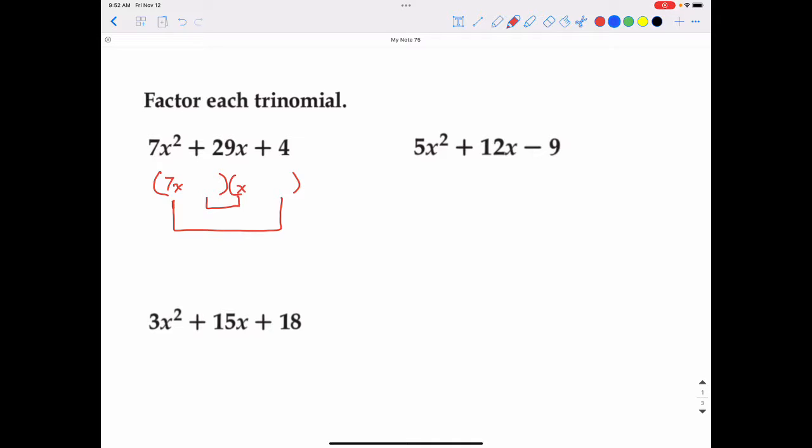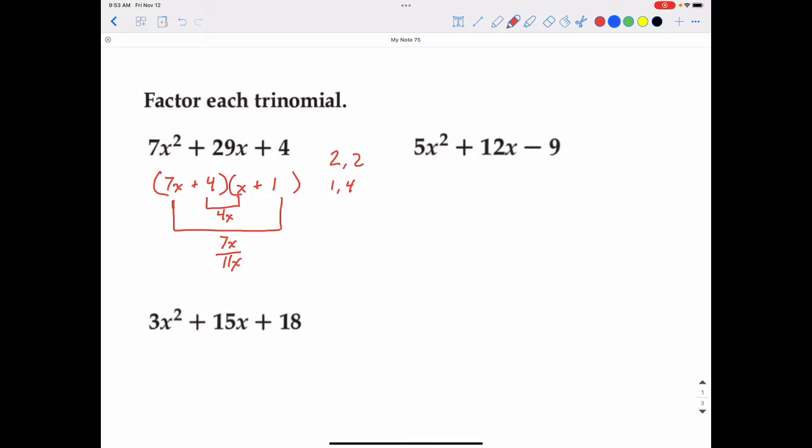So one set of factors of 4 would be 2 and 2. So if I put in plus 2 and check, 2 times x is 2x, and then 7x times 2 is 14x, and that does not add up to 29x. That is 16x. So that is not the way to factor. And are there any other factors of 4? There is 1 and 4. So we might need to check 1 and 4. So if I put 1 over here and 4 over here, 4 times x is 4x, 7x times 1 is 7x. That only adds up to 11x. I still need that 29x.